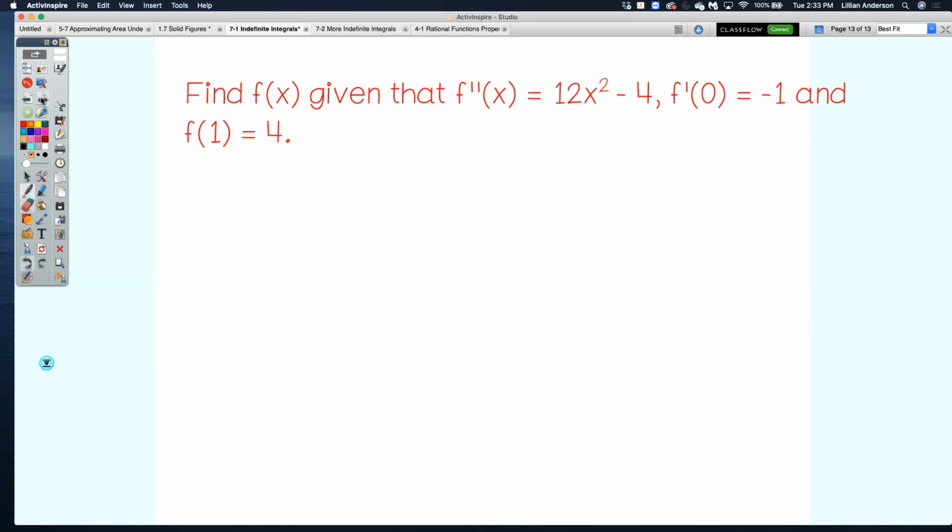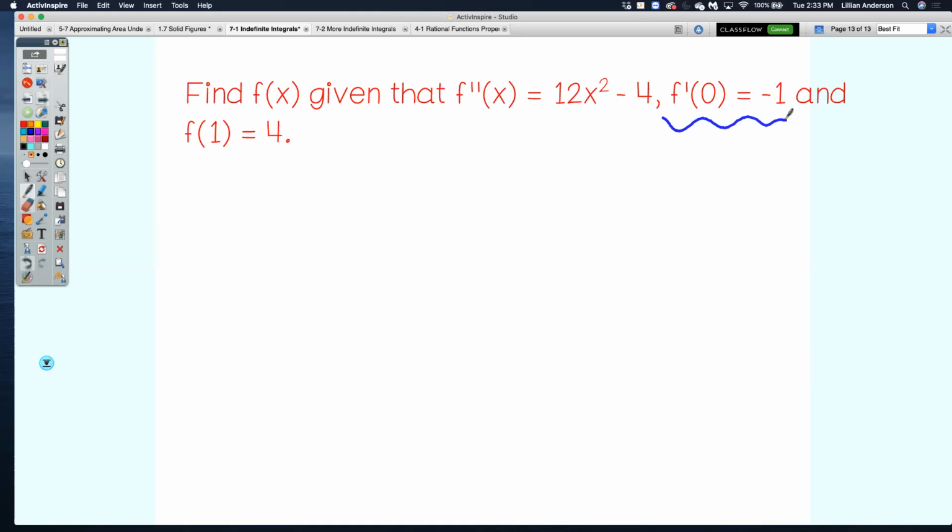Because like I said, instead of giving you this part right here, they could have said that the gradient is -1 when x is 0. Then you would have to realize that, oh, that's a point that I can plug in to help me figure out the constant for the first derivative, okay?